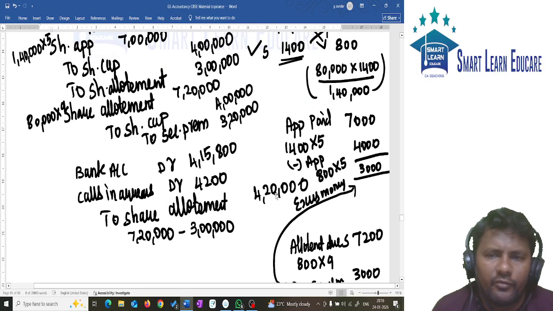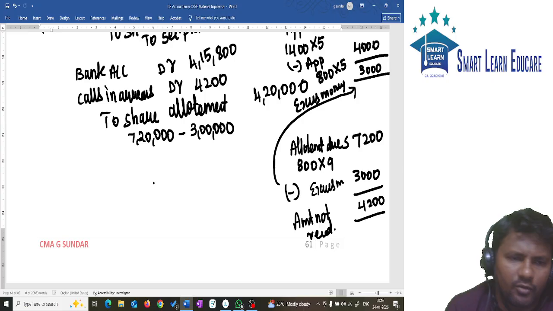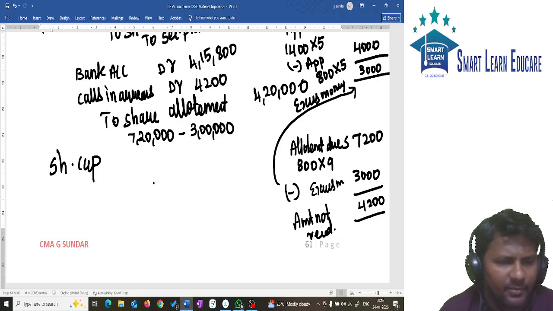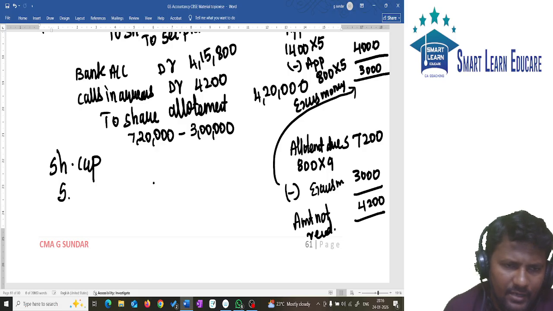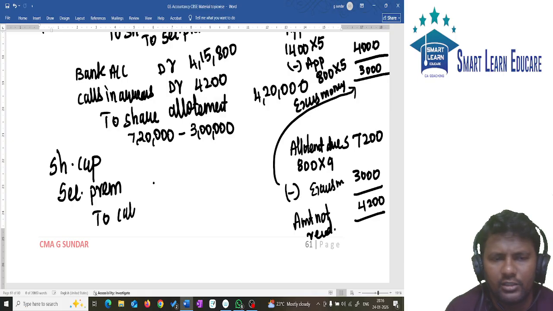Okay, now the entry for forfeiture. So calls in arrears is over. Once calls in arrears is done, we should pass the entry for forfeiture. What is the entry for forfeiture? Share capital account debit. Securities premium is there, but securities premium is not received. Share capital account debit, securities premium account debit. To calls in arrears, to forfeited shares.